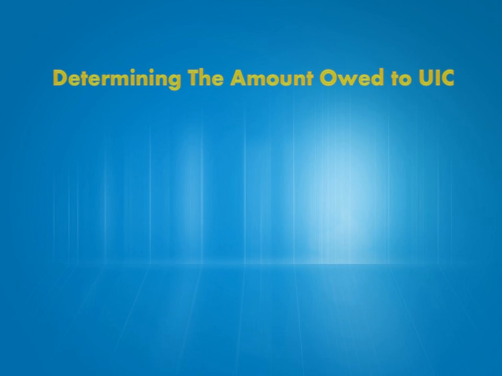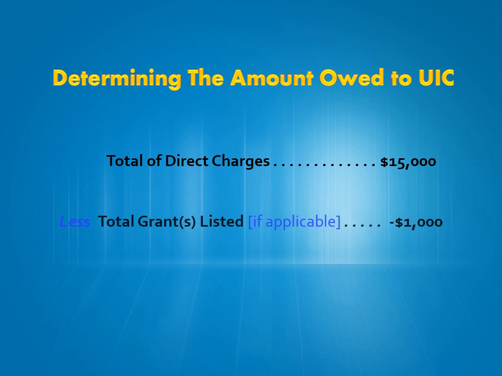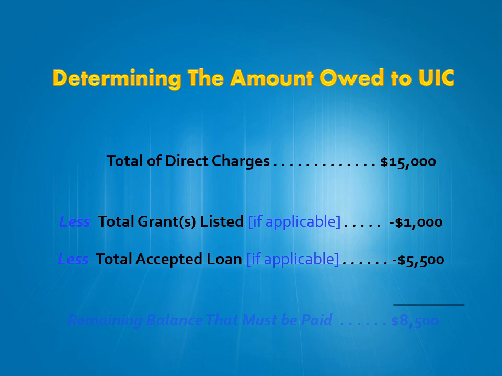When a student is determining the amount they will owe to the university, they will take their total direct costs and subtract any grants they are eligible to receive. They will then subtract any loans they've decided to accept. Using these figures, this student's remaining balance would be $8,500 that would be due to the university. Keep in mind that this is for a fall-spring academic year.